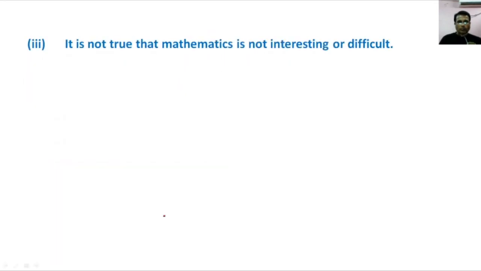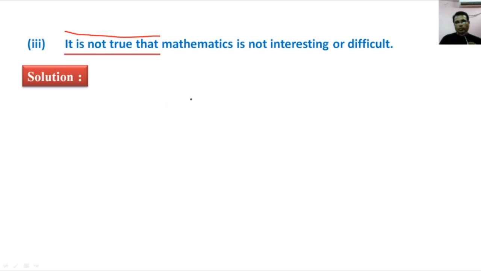Next we have to consider: it is not true that mathematics is interesting or difficult. While considering this type of sentence, we have to be careful. It is clear that the first part, that is, it is not true that, is used to consider the negation of a statement, and the original statement is only: mathematics is interesting or difficult.